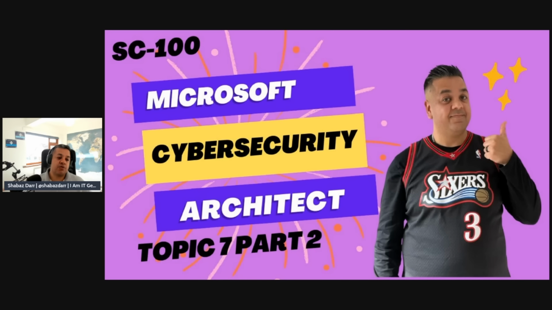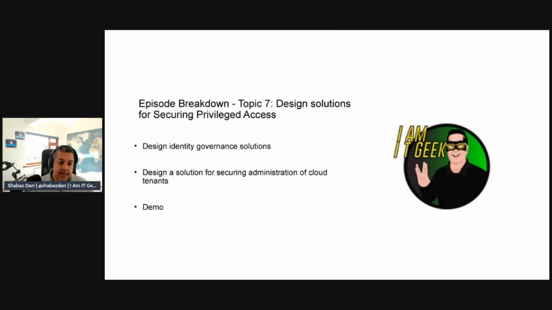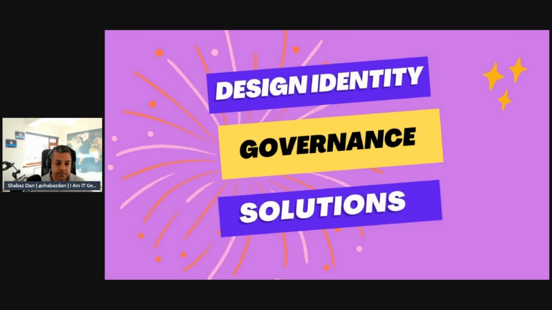So this is the SC-100 Microsoft Cybersecurity Architect exam. We're in topic 7, part 2 now. So this is a 3-part topic we're going to be covering. In today's episode, we're going to talk about designing identity governance solutions, and designing a solution for securing administration of cloud tenants. And we'll do a little bit around PIM and how you can manage privileged identity management in Microsoft Entra in the demo. Let's talk about designing identity governance solutions.